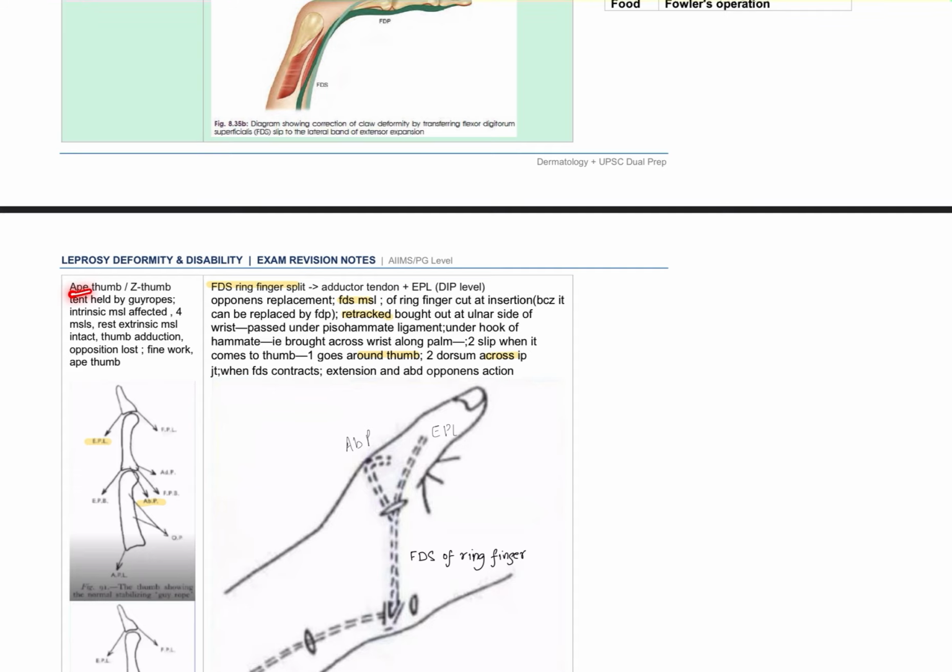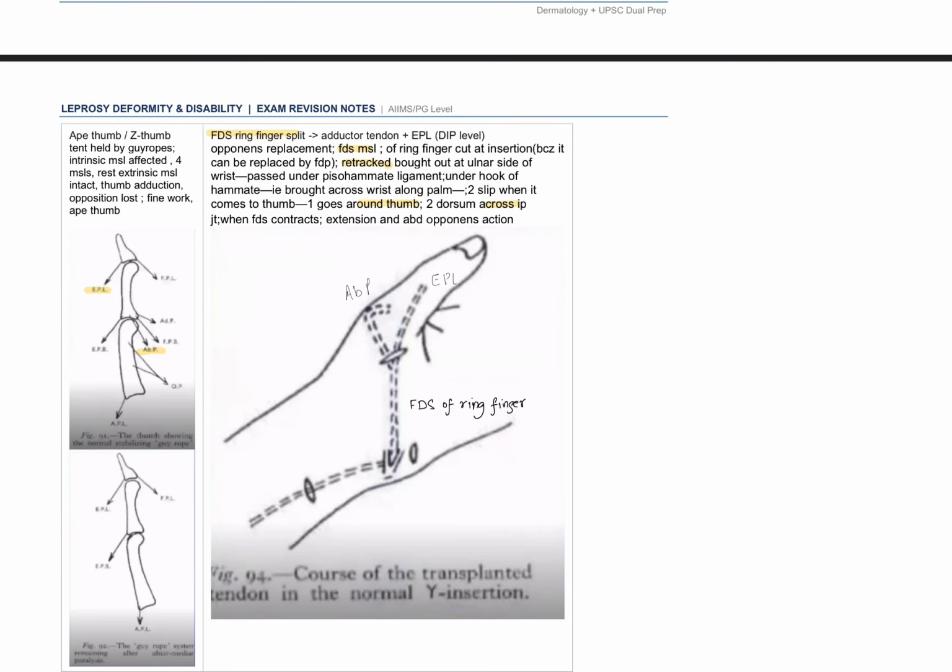Then for the ape thumb reconstruction surgery, normally this is our thumb, which is held by these guy ropes, the intrinsic muscles. If these four muscles are affected, then the thumb will turn into an ape thumb. So we will not be able to do the fine work. So how do we do FDS of the ring finger? FDS fixes the fingers and thumb. So it will fix this ape thumb.